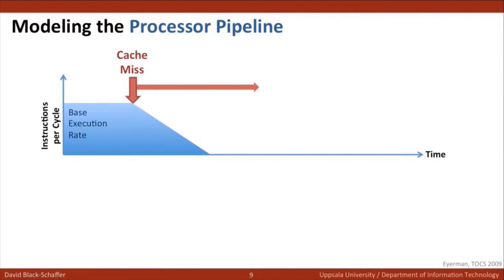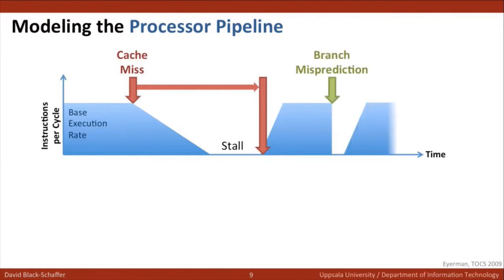Now, when the data comes back from the memory, the processor can start up again. There'll be some period of time where we're speeding up, getting more instructions in the pipeline, and then we'll finally get back to that base execution rate, and everything will be great until the next bad thing happens. So perhaps we have a branch misprediction. When we have a branch misprediction, it means we've got the wrong instructions in our pipeline. We have to kill those instructions and start over again. So again, we're going to have this gap in our execution rate.